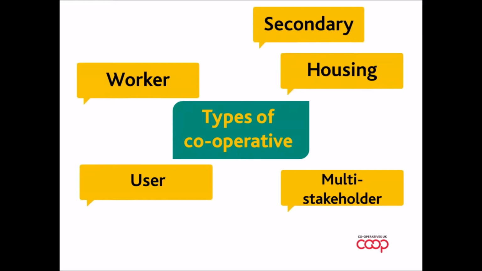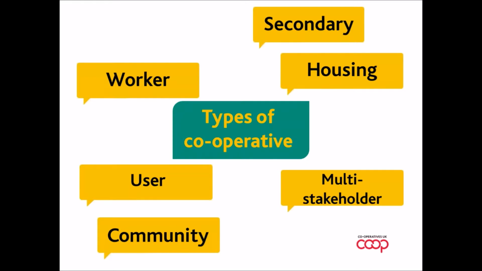Housing cooperatives are where tenants come together to own and control a particular property. Usually only tenants may be members of that housing cooperative, and they have control over their own housing. The community cooperative is where people of a particular geographical community or a community of interest come together to deliver a particular need. For example, an energy cooperative would be defined as a community cooperative.